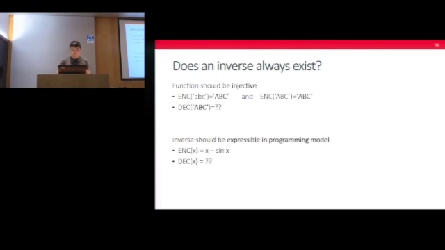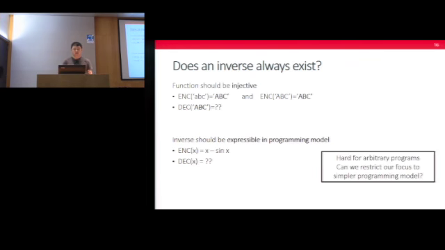Second, even if the encoder is injective, the inverse of it might not be expressive in our programming model. For example, x minus sin x is injective, but we cannot express its inverse in our programming model. In general, we can't invert arbitrary functions, arbitrary programs.